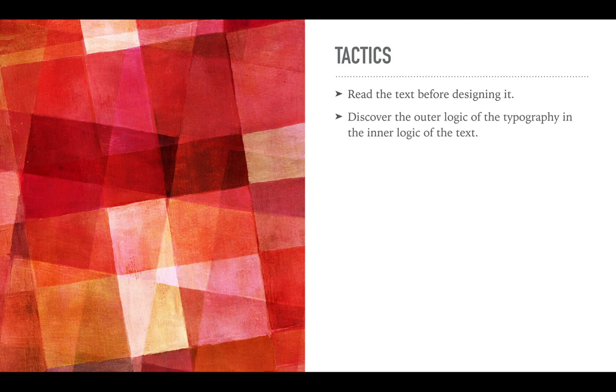The next tactic is that you need to take it upon yourself to discover what we call the outer logic of the typography within the inner logic of the text. In this particular case, I'm going to read here from Bringhurst's book. He says that a novel often purports to be a seamless river of words from the beginning to the end of the book, or a series of unnamed scenes. Whereas research papers, textbooks, cookbooks, and other works of nonfiction are rarely as smooth.